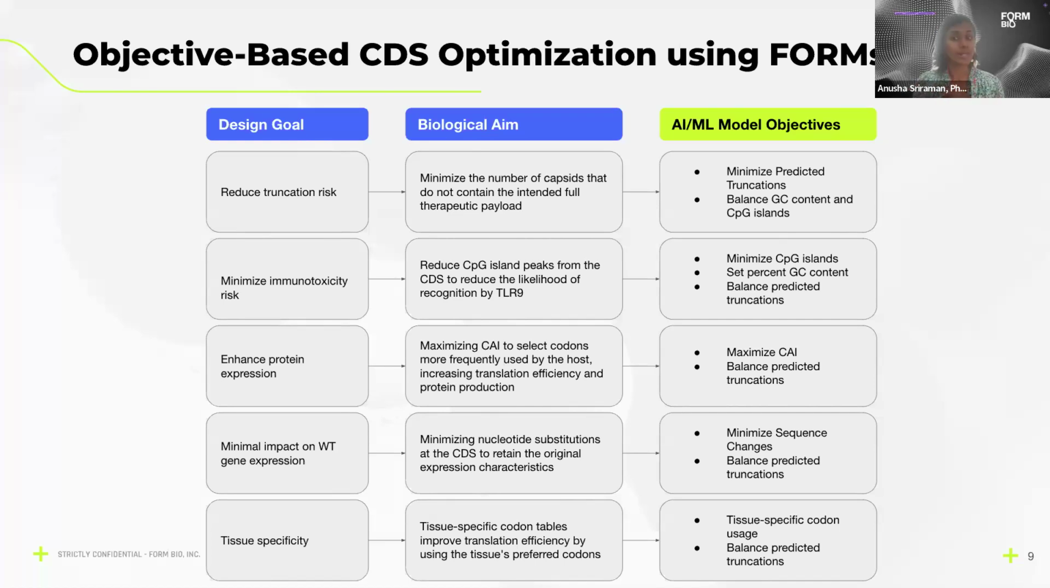And lastly, we can also achieve tissue specificity by using a tissue-specific codon table to enhance protein expression in the target tissue. And so with these design objectives in mind, let's look at how FormBio's AI/ML engine optimizes the coding sequence to meet these goals.